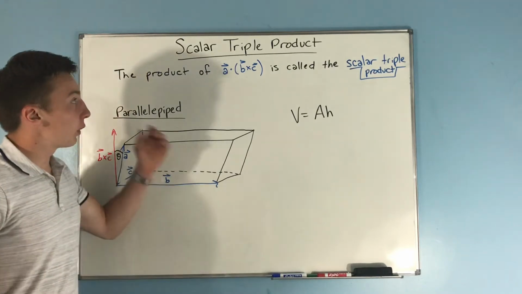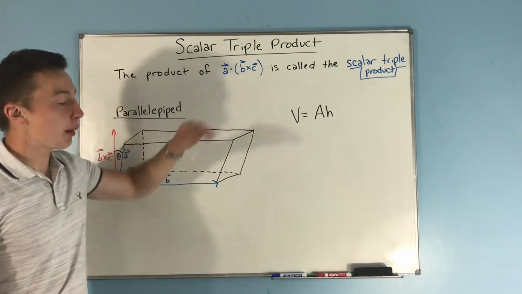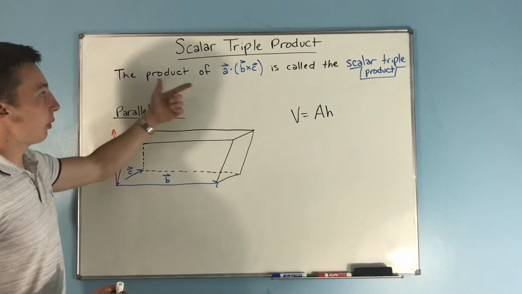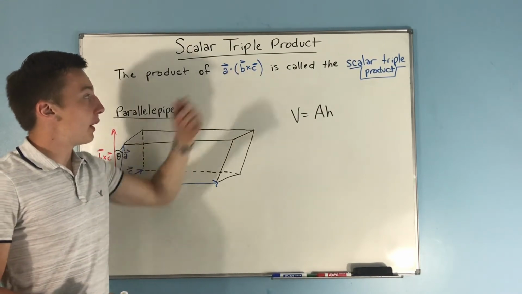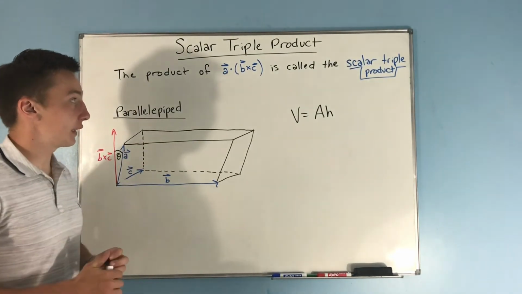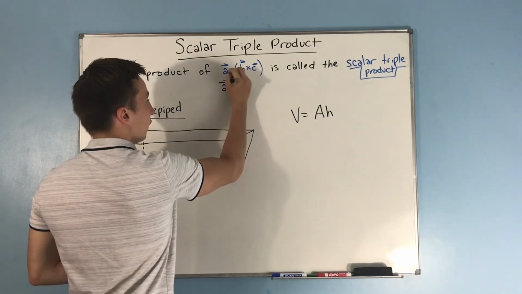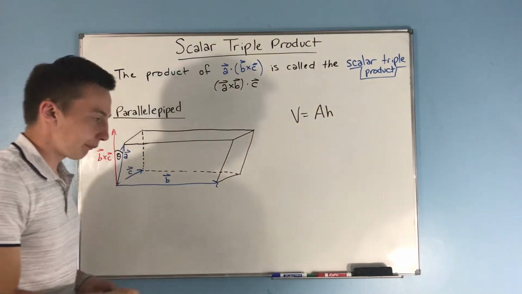Alright, so in this video, we're going to be talking about the scalar triple product, okay? And this is actually something that came up in our properties of the cross product video. We saw that the product of vector A dot, in parentheses here, B cross C could also be written as A cross B in parentheses dot C. Okay, those two things are equal.